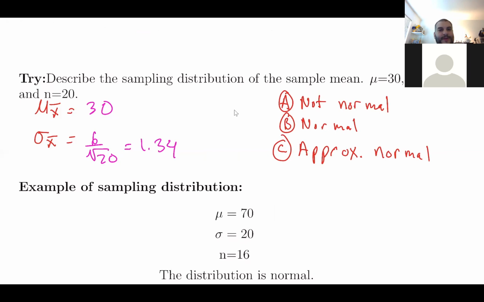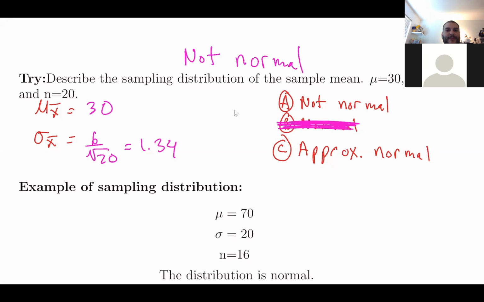So for this problem, does the problem tell you anything about the distribution? No. Anytime they don't tell you anything about the distribution, we're gonna say it's non-normal. That could be your assumption. If we don't know anything about the distribution, just assume it's not normal. So we already know it's not B. So it's either A or it could be C.